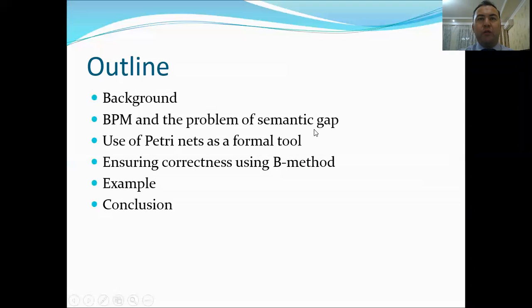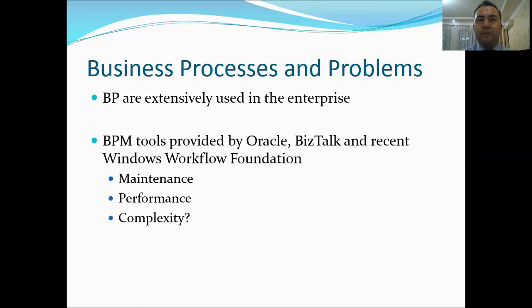During this presentation, I will give a little background information and talk about the current state of the art of business processes and the problem of the semantic gap between high-level specifications and design decisions. I will describe our approach of using Petri nets and combining it with the B method. This will be followed by a discussion on preserving correctness of artifacts written in B. I will demonstrate a little example at the end.